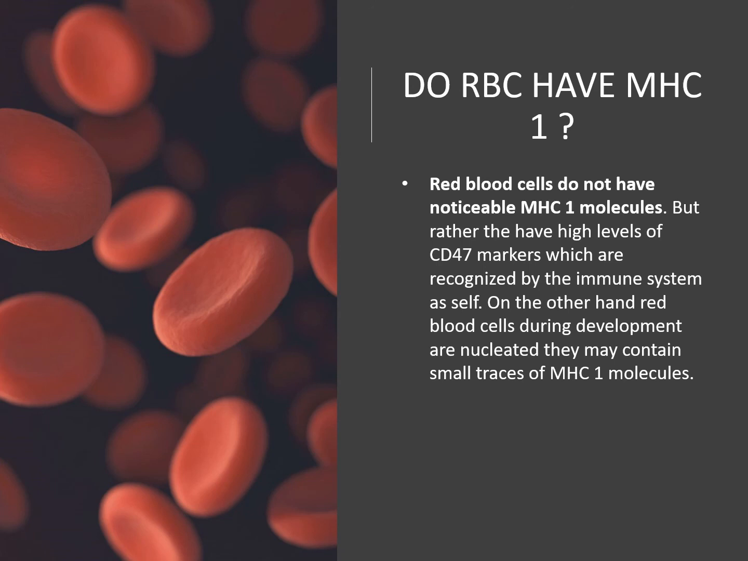RBCs do not have noticeable MHC type 1 molecules, but rather they have higher levels of CD47 markers, which are recognized by the immune system as self. On the other hand, red blood cells during development are nucleated, so they may contain multiple MHC1.